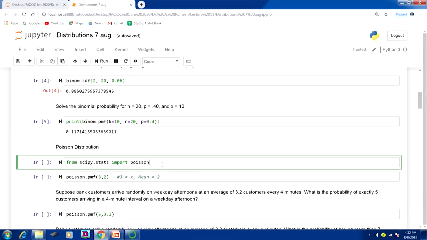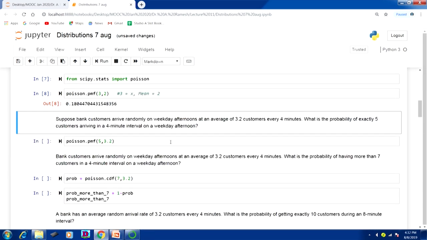For doing the Poisson distribution, you have to import poisson from scipy.stats. First, we will find the Poisson probability mass function. So, poisson.pmf(3, 2): 3 represents the x, 2 represents the mean. We will see another problem. Suppose bank customers arrive randomly on a weekday afternoon at an average of 3.2 customers every 4 minutes. What is the probability of exactly 5 customers arriving in a 4-minute interval on a weekday afternoon?